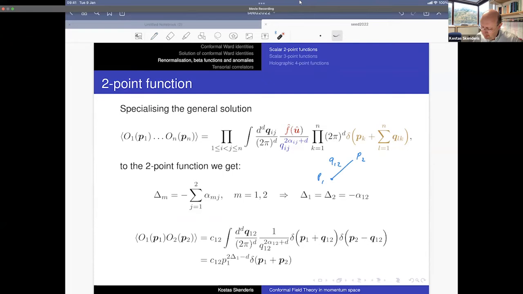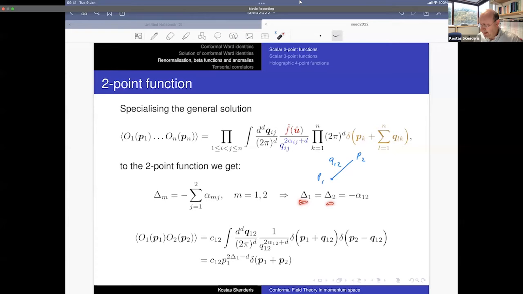But this equation, these alphas here are anti-symmetric in its indices, so there's only alpha 1, 2. And you can see you have two equations, delta 1 and delta 2, and both of them are forced to be equal to each other. So for the two-point function to be non-vanishing, the dimensions of the two operators have to be the same.